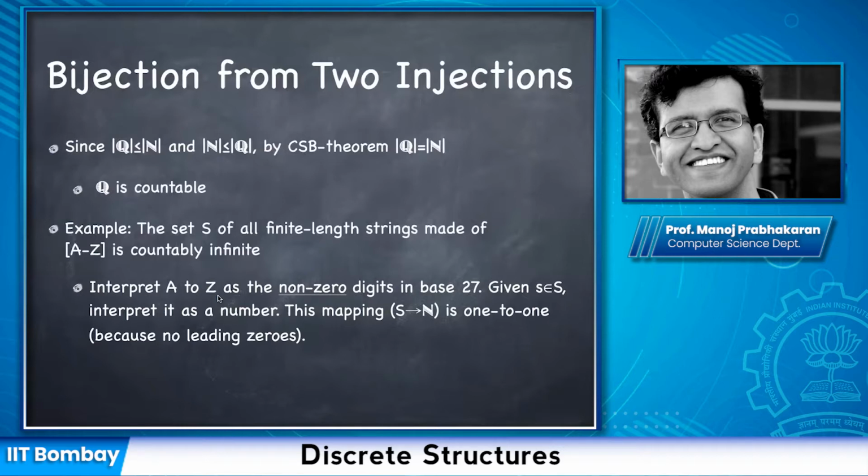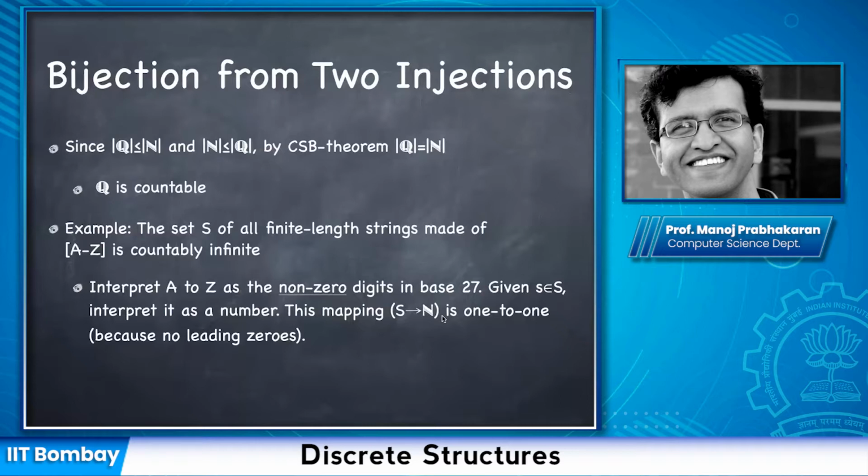But since I'm considering strings which do not have zero in them, these strings all map to distinct integers. So this is an injective function. It's not a bijection because I'm omitting all those. I'm never going to hit all those integers which have zero in their base 27 representation. Okay, so this is an injective function from S1. But this is good enough because I'm going to apply the CSB theorem.